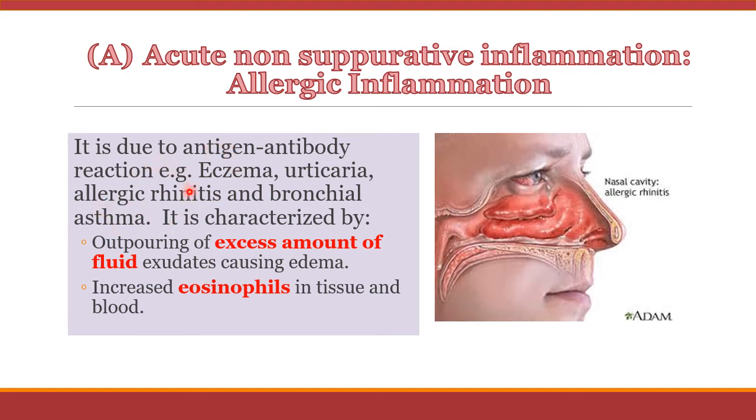With all of these conditions, we will have allergic inflammation that is characterized by an excess amount of exudates and fluids leading to edema. This is number one. Number two, we have here a very unique guest in cases of allergy: the eosinophils. And this is the first time we mention eosinophils in inflammation. Mostly in acute inflammation, the cell that predominates is the neutrophil. But here in allergy, because of the nature of the disease, there is recruitment of eosinophils in the tissues and also in the blood. So this is a very important point to remember.